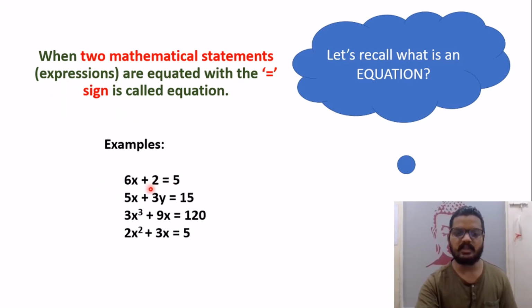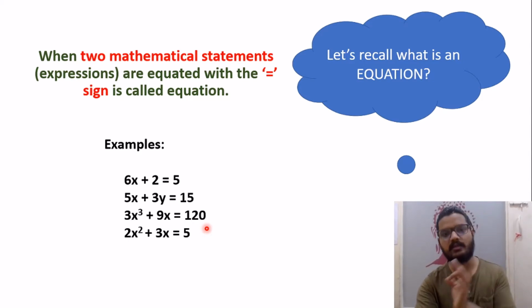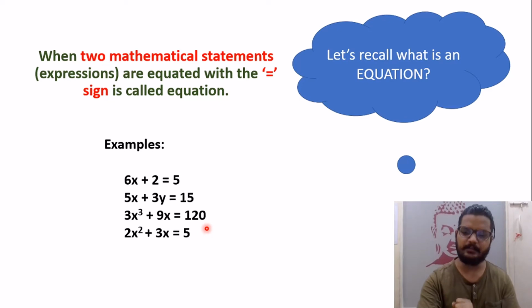As you can observe in the first example, 6x plus 2 is equal to 5. This is one expression, this is another expression, and both are equated with an equal sign. You can go on with different types of examples like 3x cubed plus 9x is equal to 120. Students, do all of these equations look similar? Yes or no? No students, not all equations are similar. Therefore, we need to understand there are different types of equations. So let's start understanding the types of equations.